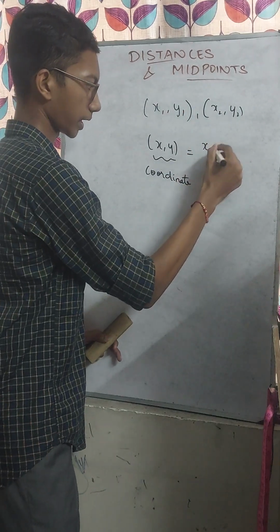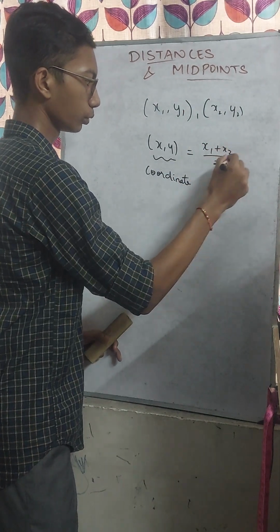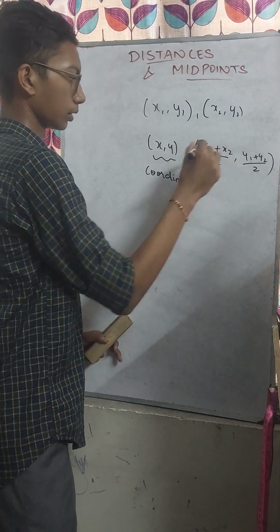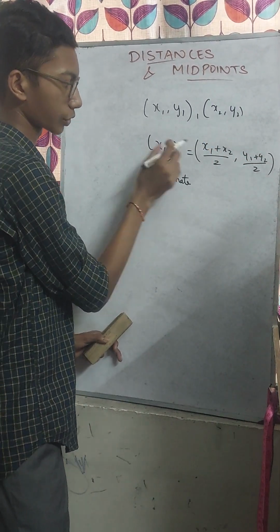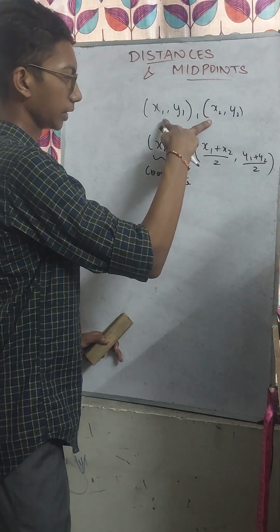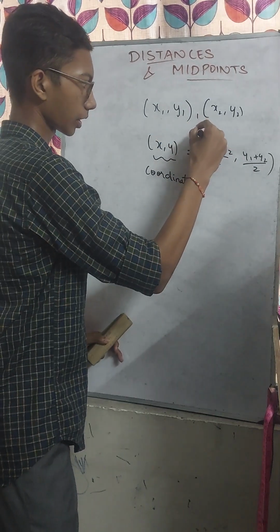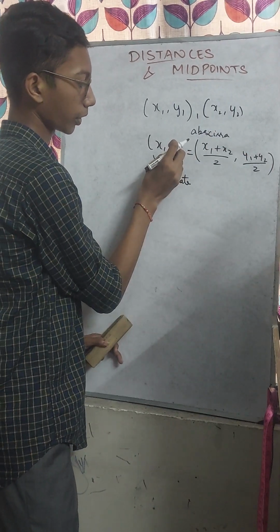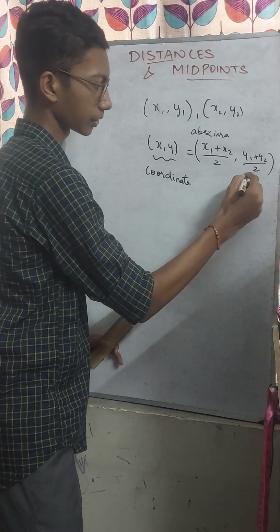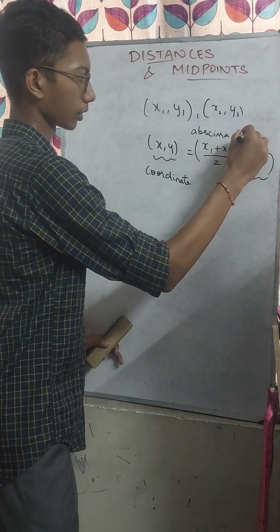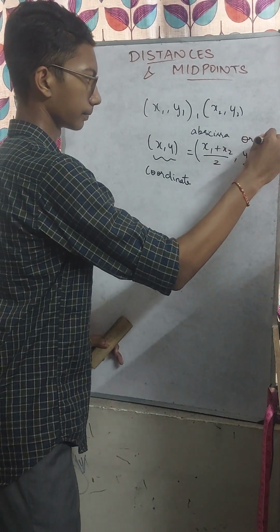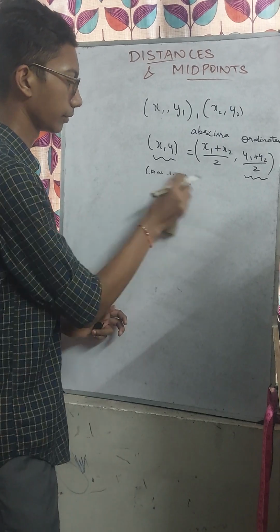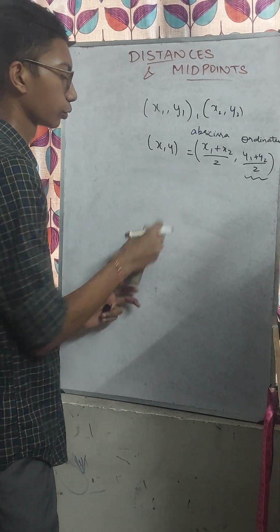The formula is x1 plus x2 by 2, y1 plus y2 by 2. So the x value of the midpoint will be the average of the x values, or abscissas, and the y value of the midpoint is the average of the ordinates of the 2 points. So this is the formula for finding the midpoint of 2 points.